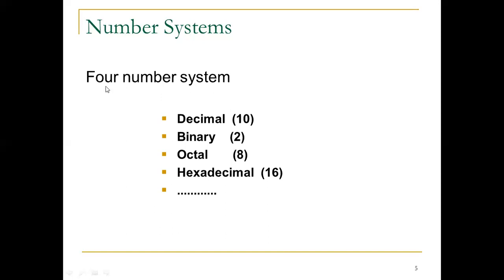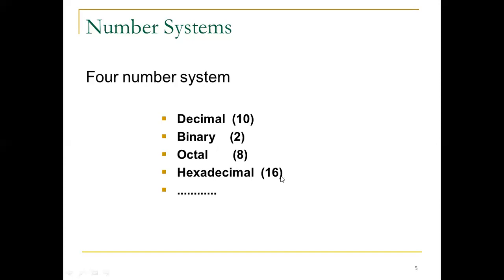First, we will see how many number systems there are. These are the total 4 number systems included in your syllabus. That is decimal, whose base is 10. The second one is the binary number system, whose base is 2. Then the octal number system, whose radix or base is 8. And the last one is the hexadecimal number system.